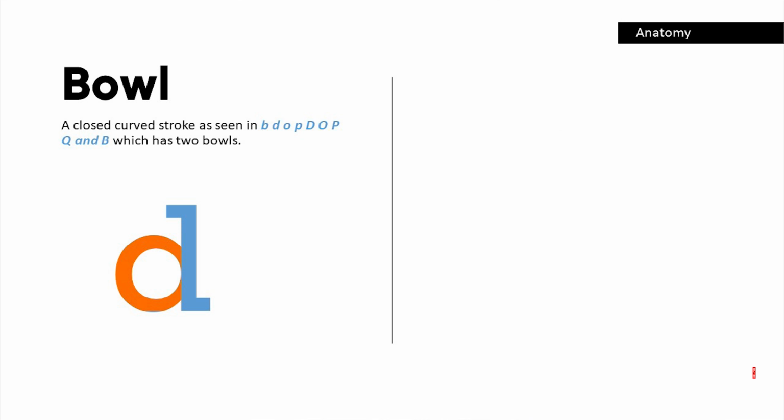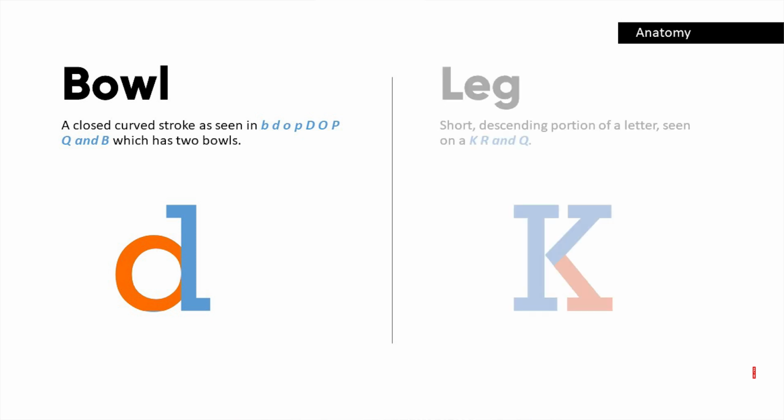We have a bow, a closed curved stroke as seen in a B, small casing d, small casing o, small casing p, capital letter D, capital letter O, and P, capital letter. We also find it in the upper casing of Q and B, which has two bows. Then we have leg, short descending portion of a letter seen on a K, R, and Q.